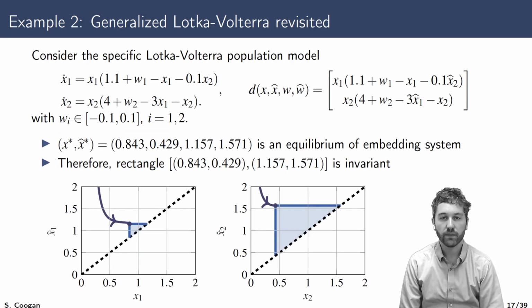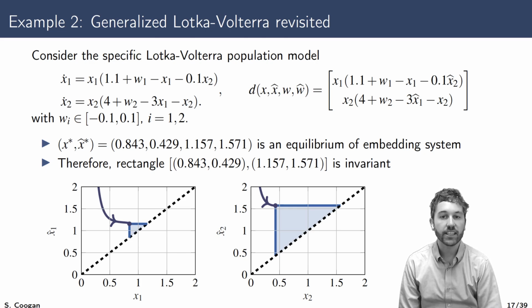In the next example, we consider a particular two-species instantiation of the generalized Lotka-Volterra model introduced at the beginning of the talk. The corresponding embedding system has an asymptotically stable equilibrium point. Therefore, the rectangle defined by the equilibrium point is robustly invariant and attractive. Moreover, the basin of attraction can be under-approximated by considering the basin of attraction for the equilibrium point in the embedding space. In these plots, we see the equilibrium point and a particular trajectory that converges to the equilibrium point projected to the x1 versus x1 hat space and the x2 versus x2 hat space in the embedding system.